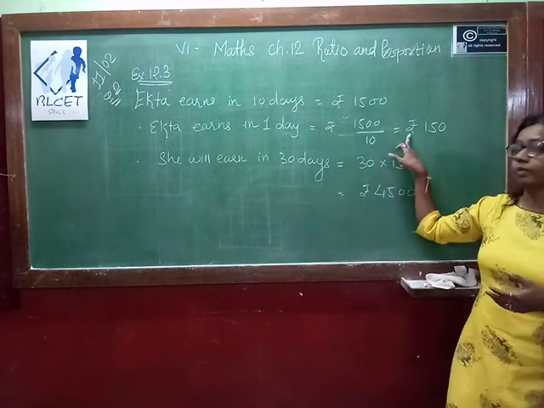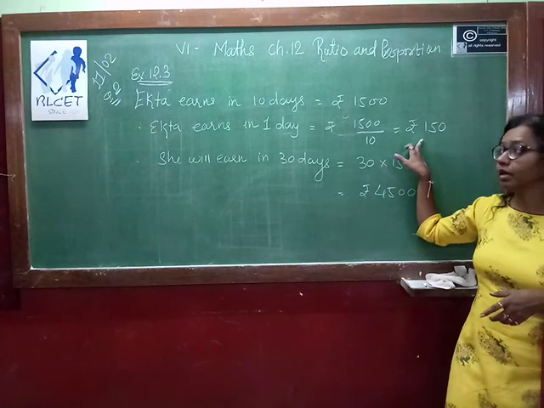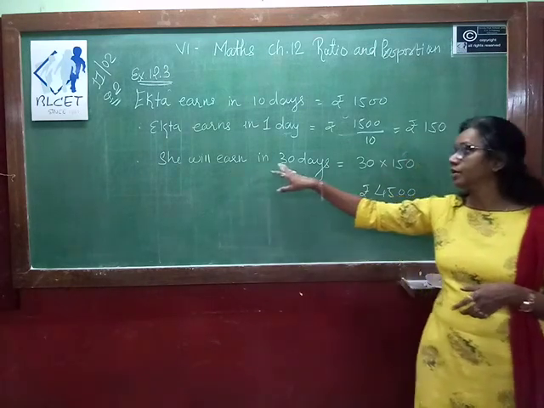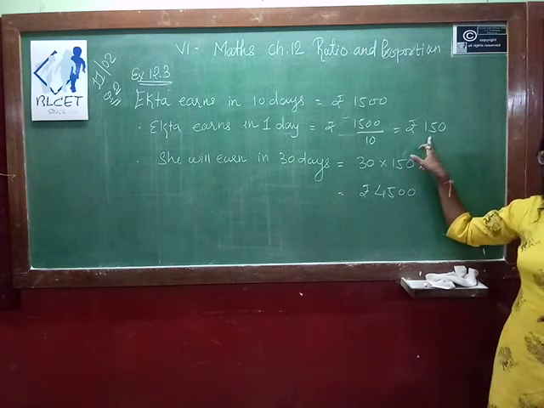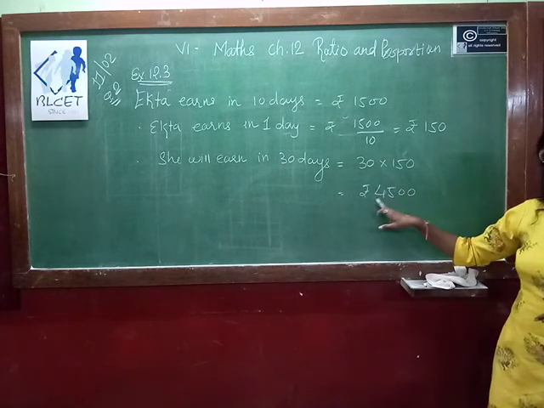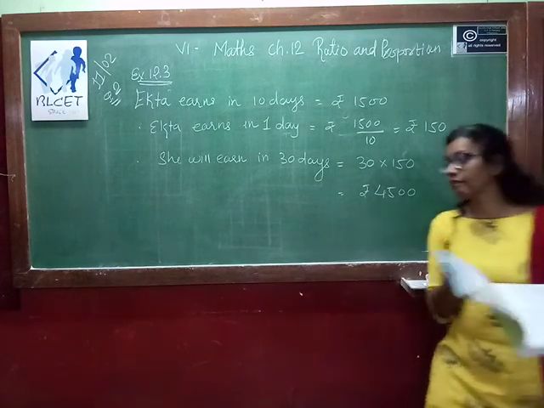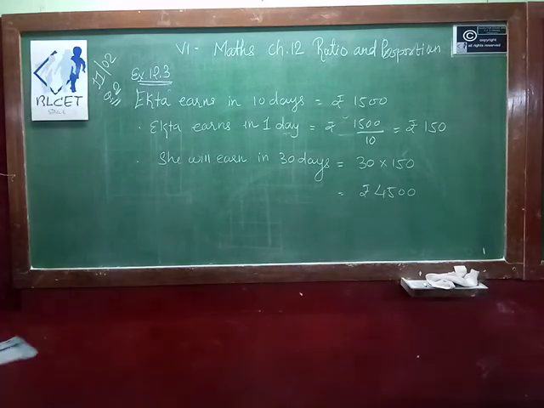So what is the answer? Rupees 150. This is the total earning of Ekta per day. Now we want to find in 30 days how much she will earn. So this 30 we have to directly multiply with 150. So 30 into 150 will give you rupees 4500. So this is the answer, that Ekta will earn 4500 rupees in 30 days. Move on to the next question.